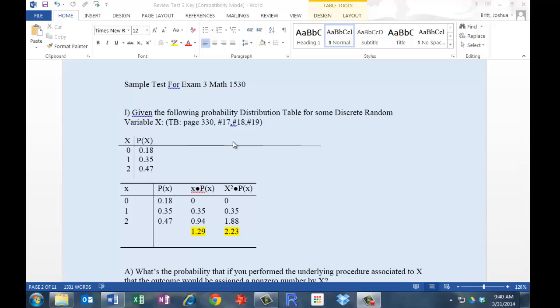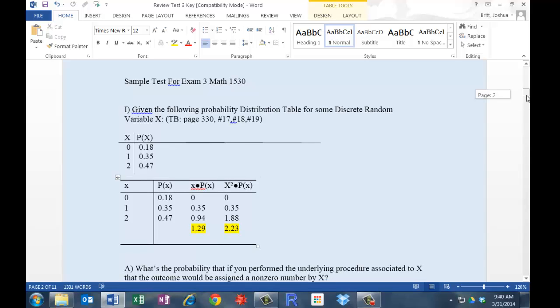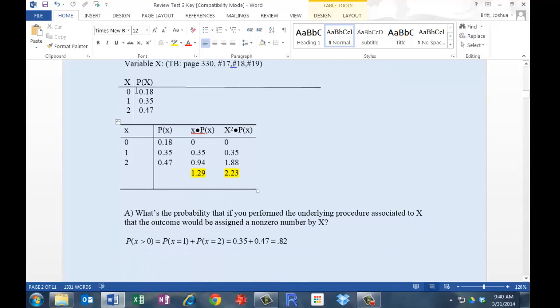Okay, let's take a look at some review problems for exam 3. The first example, we have the following probability distribution of a discrete random variable, and we eventually want to find the mean and standard deviation of this discrete probability distribution.